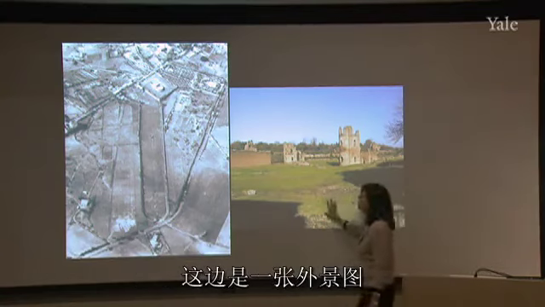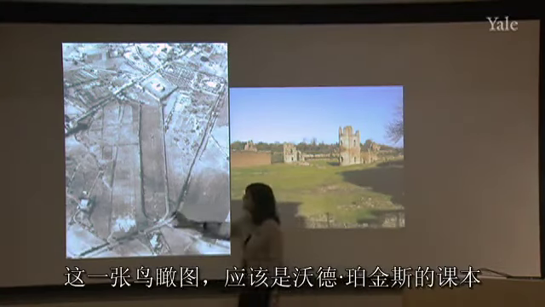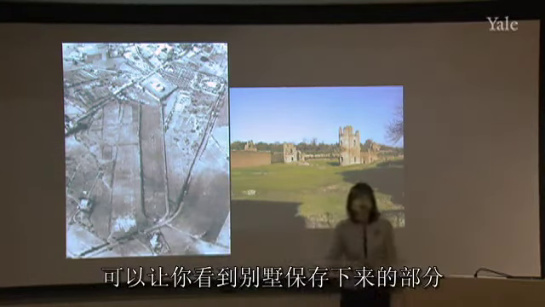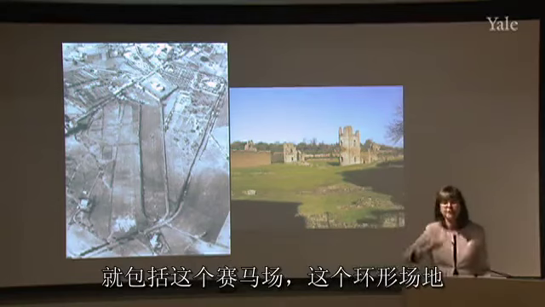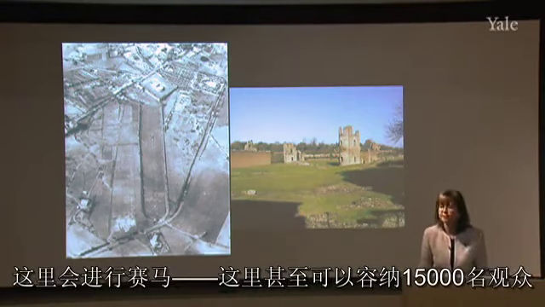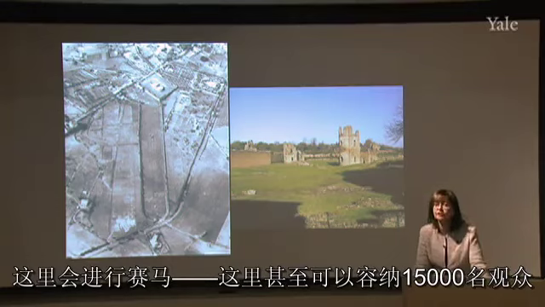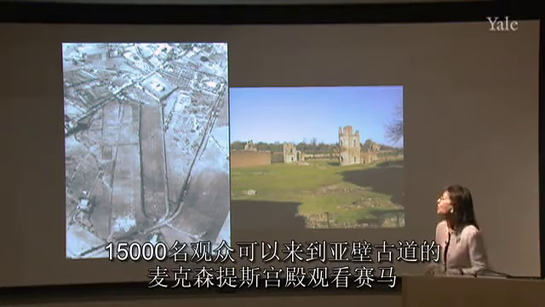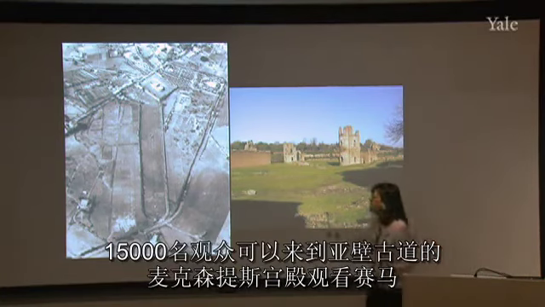I show you a general view of those here, and a view from the air from Ward Perkins, I believe, that shows you that part of that villa, which is still preserved, was another one of these hippodromes, the circus. And in this case, we know that this circus was used as a circus. The horse races took place here, and it was built to hold 15,000 spectators to come out onto the Via Appia to see horse races at Maxentius's villa.